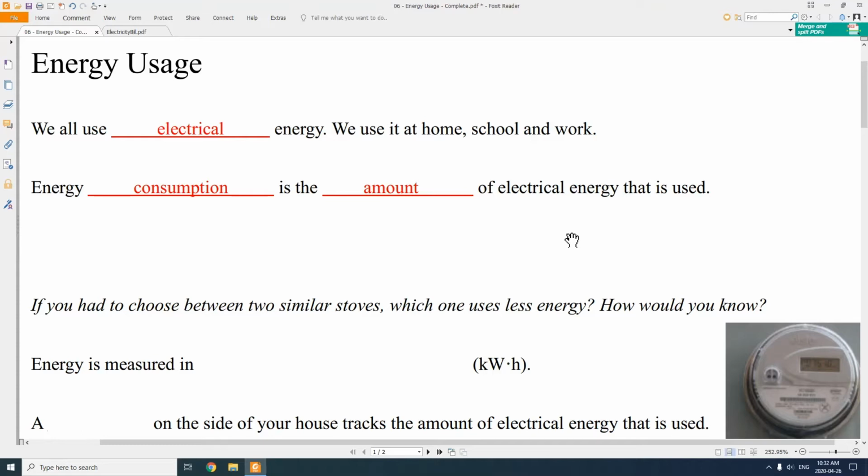Now, why is this important? Well, you have to pay for electricity, right? And the more you use, the more you have to pay for it, right? So being able to predict how much you might use, or being able to compare different appliances to know which one uses more or less, is valuable. That's really what we're looking at in this lesson, right? If you had to choose between two similar stoves, which one uses less energy, and how would you know?